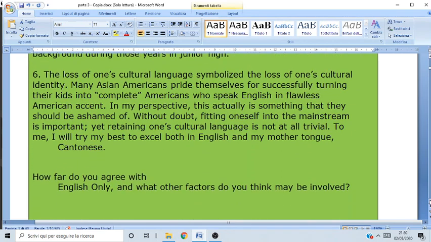The loss of one's culture language symbolized the loss of one's cultural identity. Many Asian Americans pride themselves for successfully turning their kids into complete Americans who speak English in flawless American accent. In my perspective, this actually is something that they should be ashamed of. Without doubt, fitting oneself into the mainstream is important. Yet, remaining one's cultural language is not at all trivial. To me, I will try my best to excel both in English and my mother tongue, Cantonese.